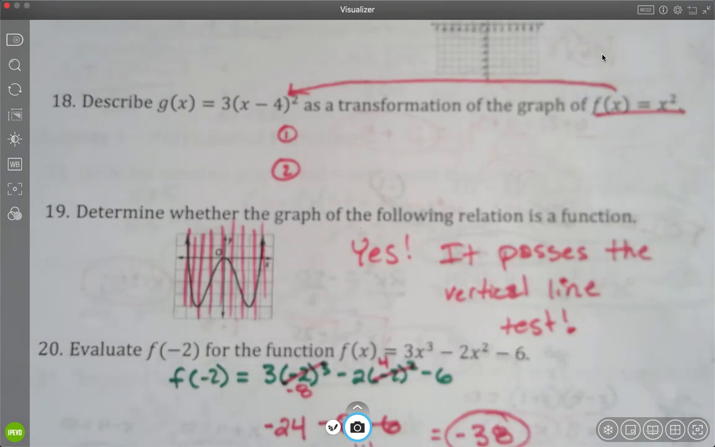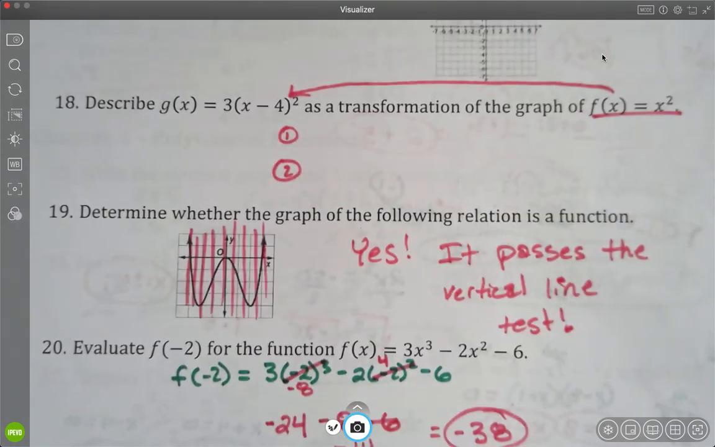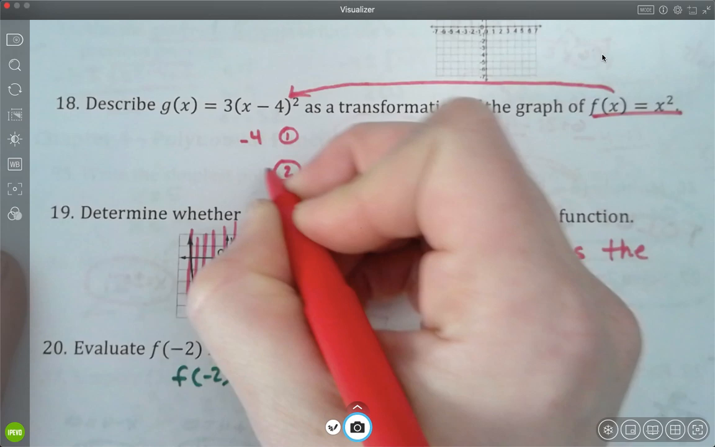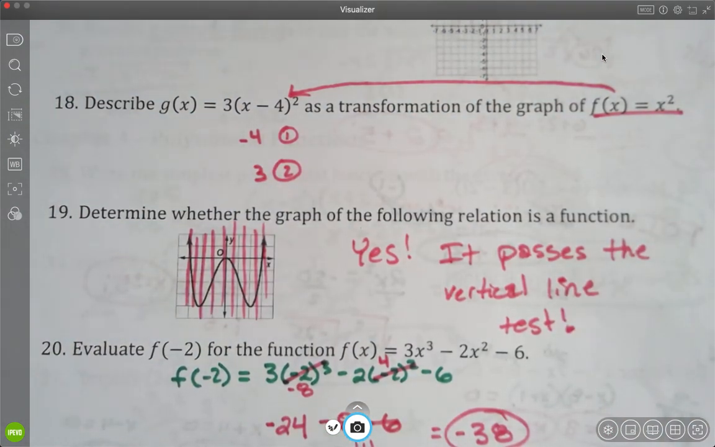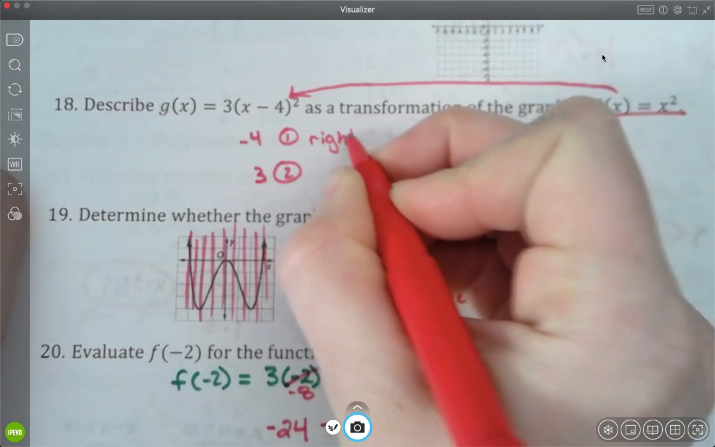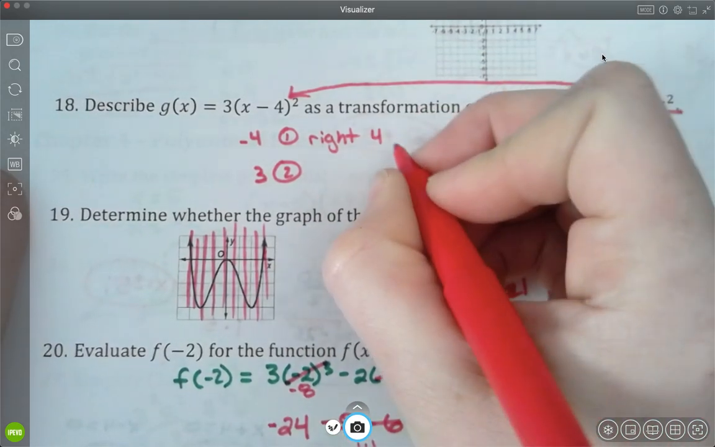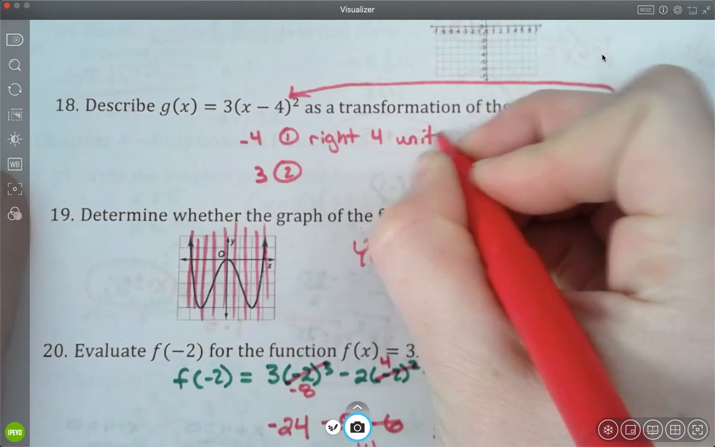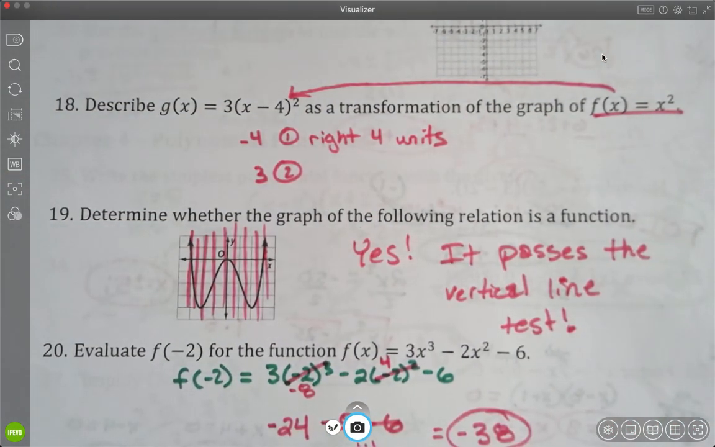-4. How do you know? Oh, because it's in parentheses. If I were to plug a number in for x, would you subtract the 4 or would you multiply by 3 first? I would subtract the 4 first. So we're going to say that the -4 comes first, because it does matter sometimes. So what does the -4 do? 4 to the right, yes, because it's inside the parentheses. Right 4 units.